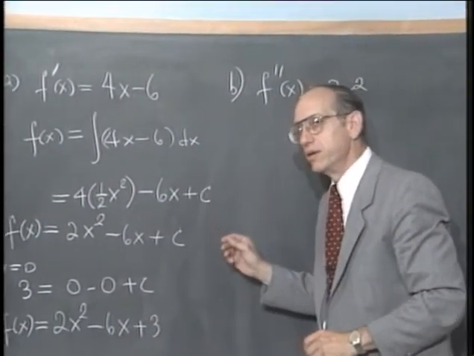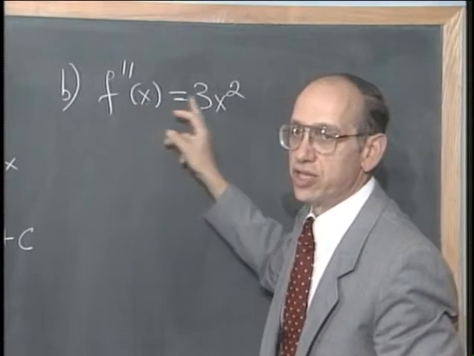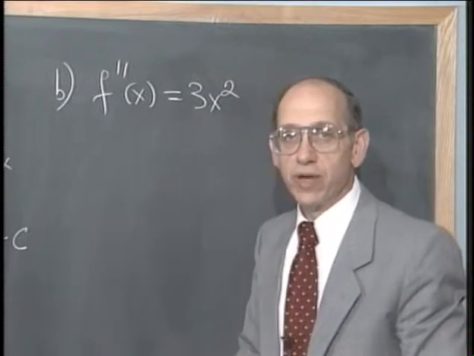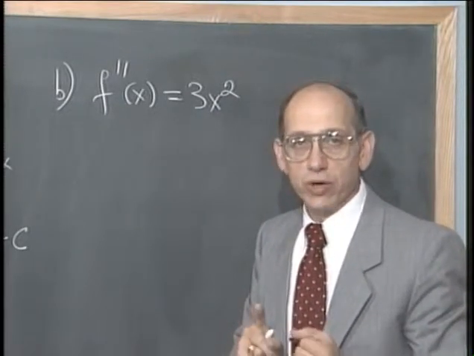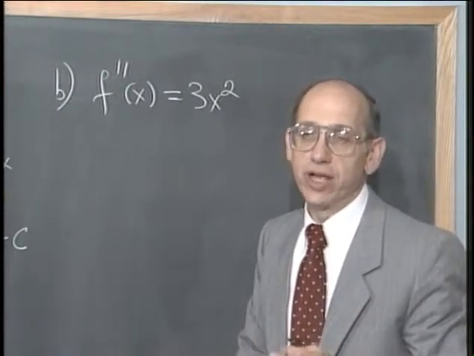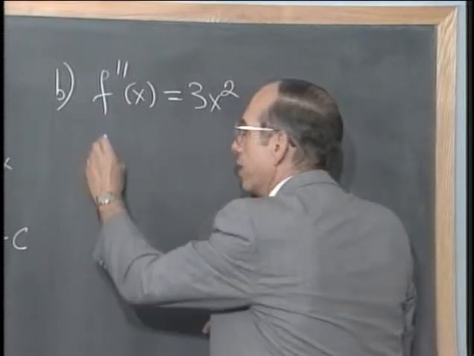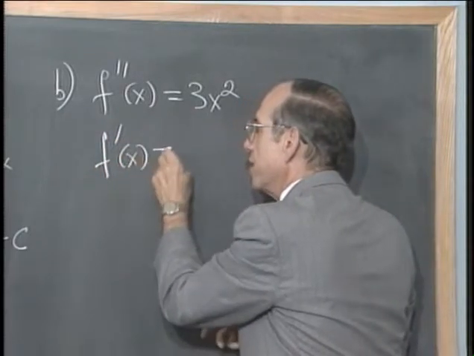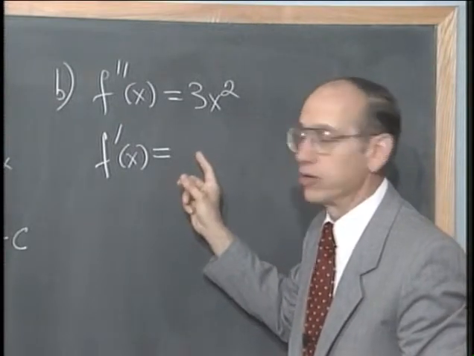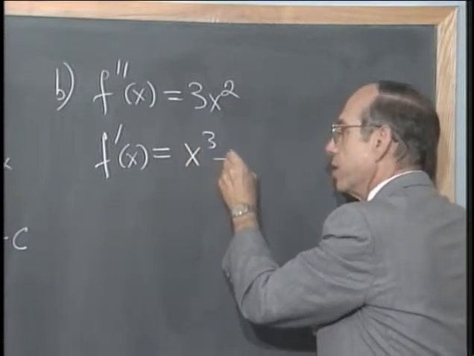In 2b, we go one step further. We're told that f double prime of x is equal to 3x squared, and we're asked to find the function f of x. This time we're given two extra conditions. One, we're told the value of f prime at x equal 2, and we're told the value of the original function at x equal 1. All right? F double prime x is 3x squared. That means f prime of x is the antiderivative of 3x squared. Now that's so simple I'm not even going to bother writing down the integral. The antiderivative of 3x squared is exactly x cubed plus a constant.